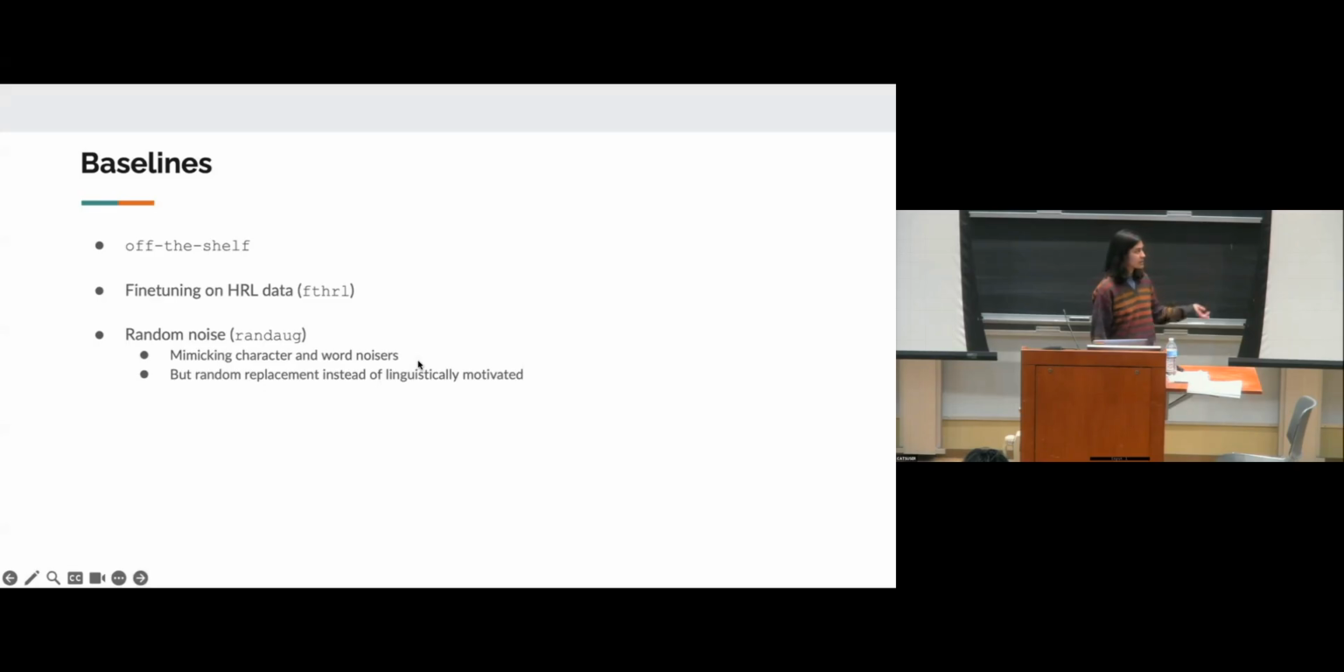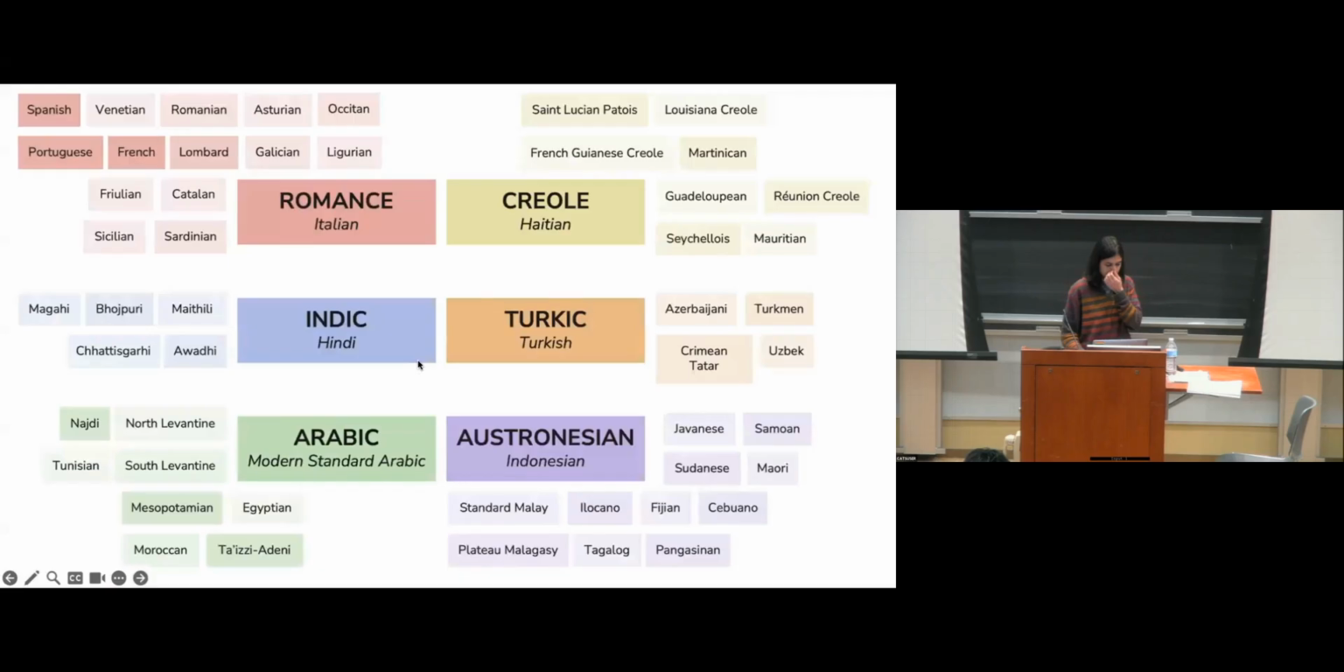And these noises are just picked from the literature. People have tried doing this in the past, trying to make MT models more robust. What they usually do is replace characters with random characters or replace words with other random words in the vocabulary. So yeah, that's what we compare against.